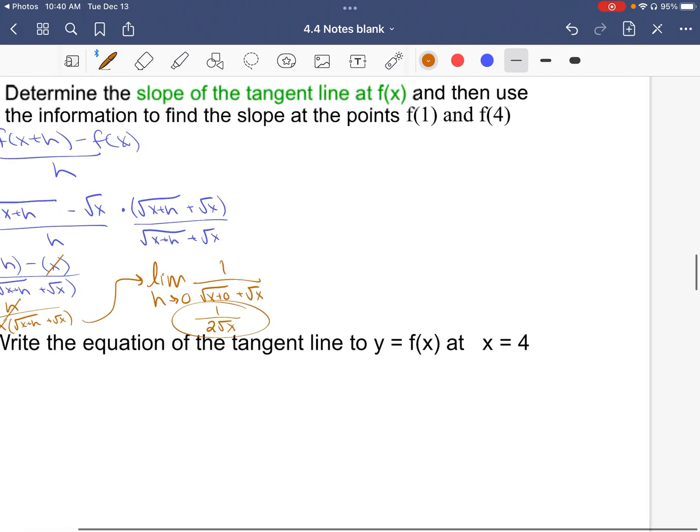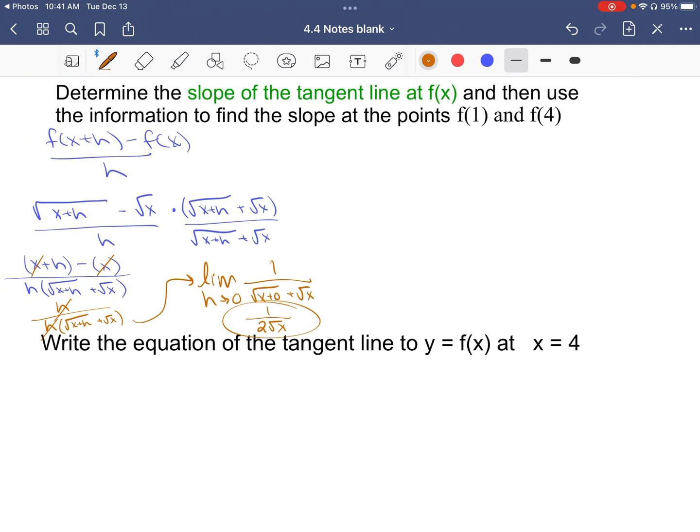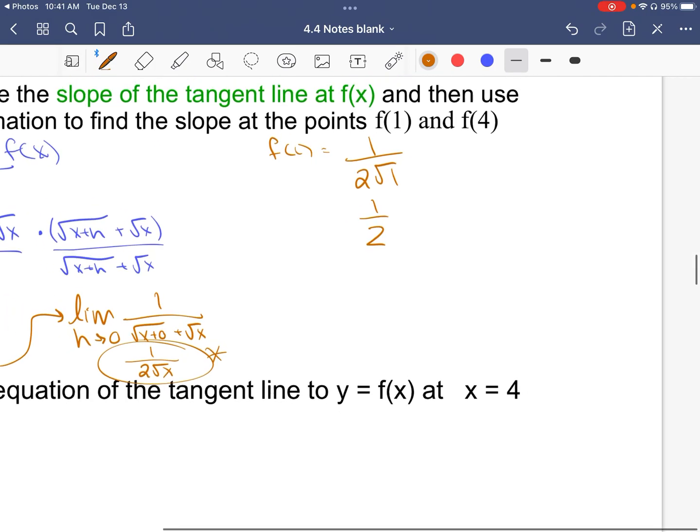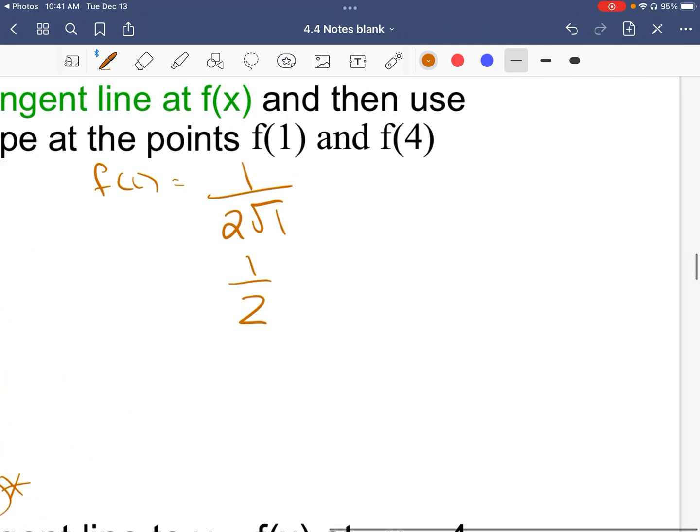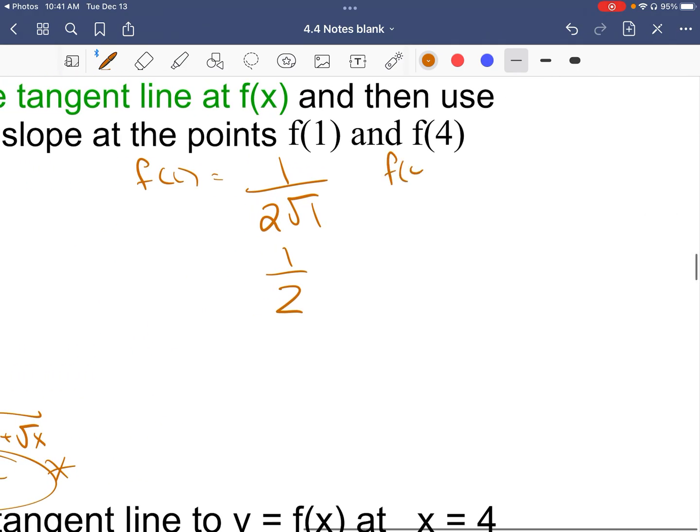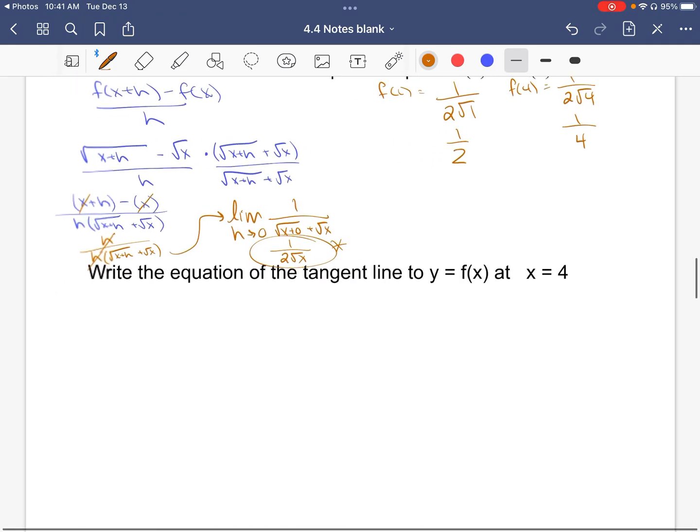So to answer the question, find the slope at 1. So here's our slope of our equation at any point. Our x-coordinate is 1, so 1 over 2 square root of 1. So that is 1/2. That's what f prime of 1 is. So our slope of the tangent line at 1 is 1/2. Our slope of the tangent line at 4, 1 over 2 root of 4, is going to be 1/4. So the slope of the tangent line at 4 is 1/4.